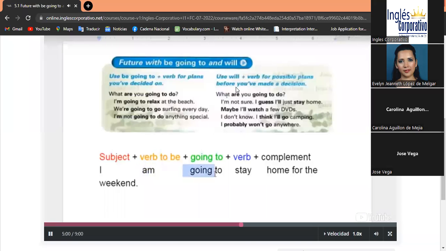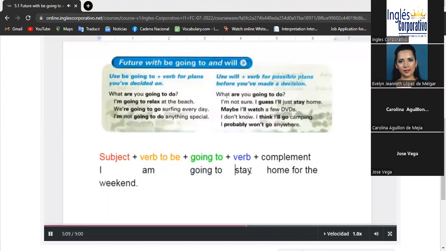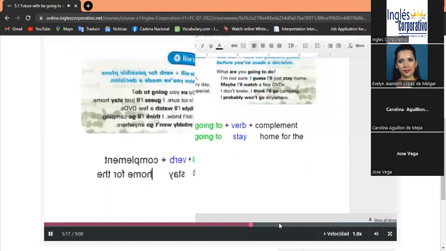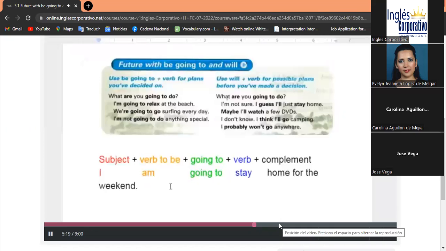If you notice, going to is some kind of auxiliary to form our ideas in the future. And then this is going to follow the verb in its present form, and then whatever complements. So, like in this case, I'm going to stay home for the weekend, right? So, this is what I've decided on doing. That's my plan. And so if you see towards the left side of the chart, we said that we're going to use be going to plus the verb for plans that you've decided on.